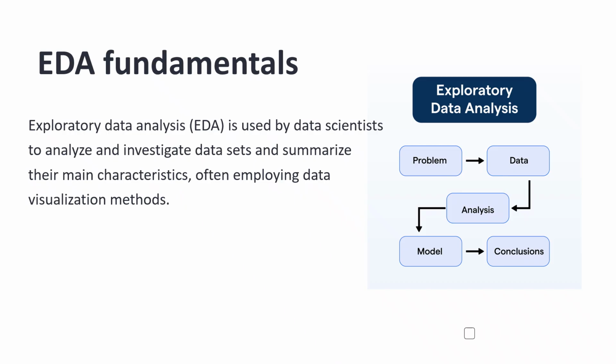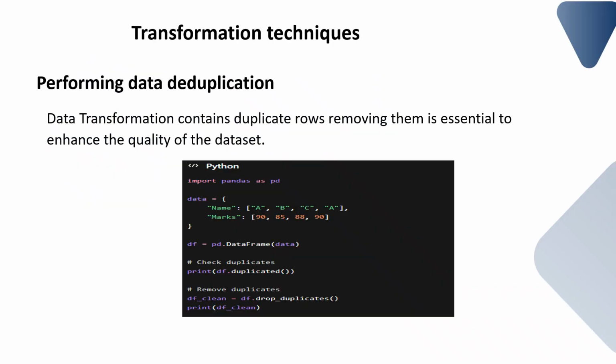To clean the data, there are several methods. The most important method is data transformation. Data transformation techniques consist of several methods. The first method is performing data deduplication. Deduplication means the data contains duplicate rows. Removing them is essential to enhance the quality of the data.